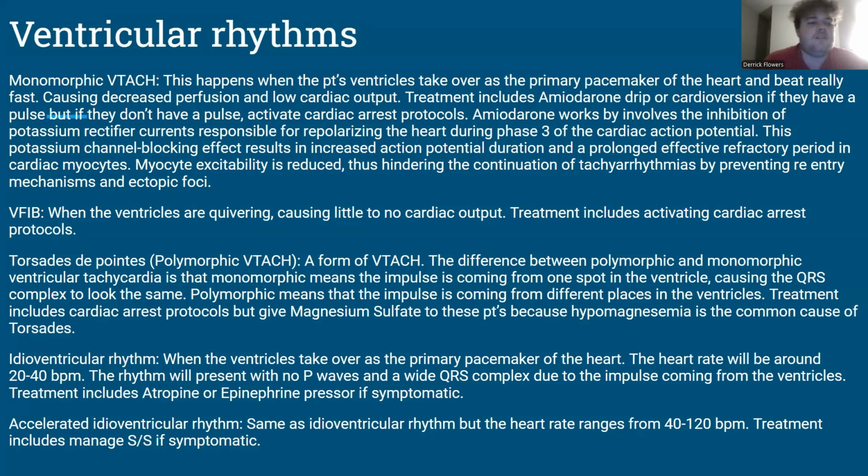Amiodarone works by inhibition of potassium rectifier currents responsible for repolarizing the heart during phase 3 of the cardiac action potential. This potassium channel blocking effect results in increased action potential duration and causes a prolonged refractory period in the cardiac myocytes. Myocyte excitability is reduced, thus hindering the continuation of tachyarrhythmias by preventing re-entry mechanisms and ectopic foci.